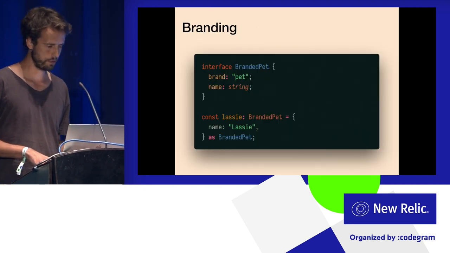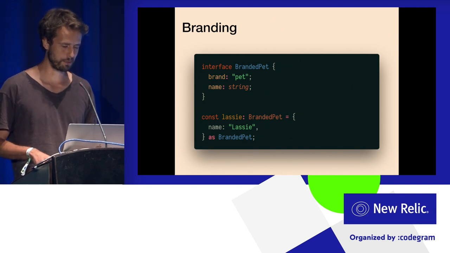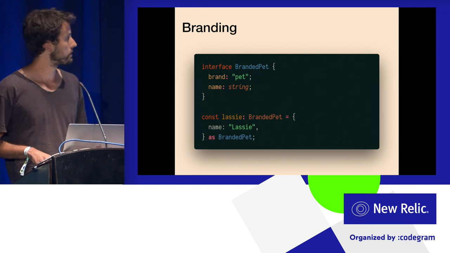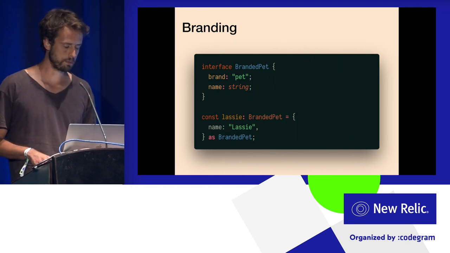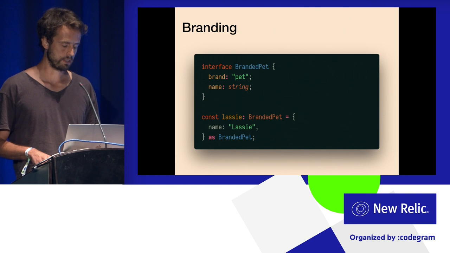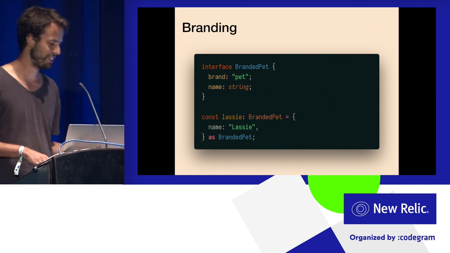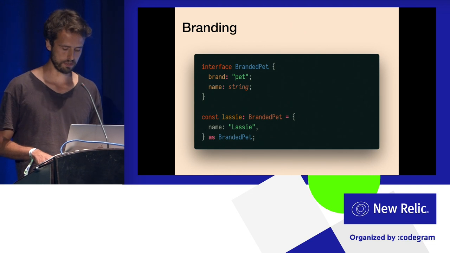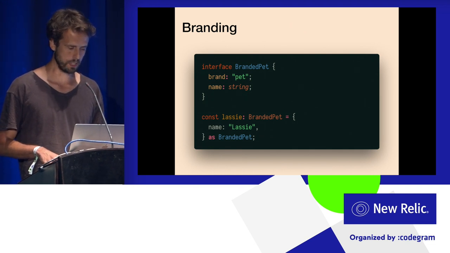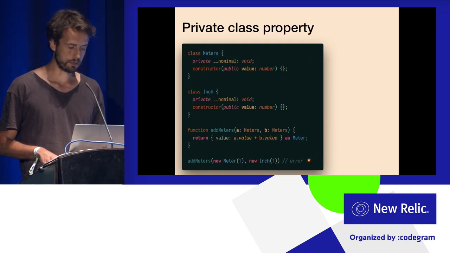Okay, so I'll briefly go through some hacks that can be used in TypeScript to achieve nominal types. This is the hack which is used even in the TypeScript code base. Basically, you add some constant additional field, like brand in this case. That's why it's called branding. And then when you initialize a variable, you need to cast it on this interface.